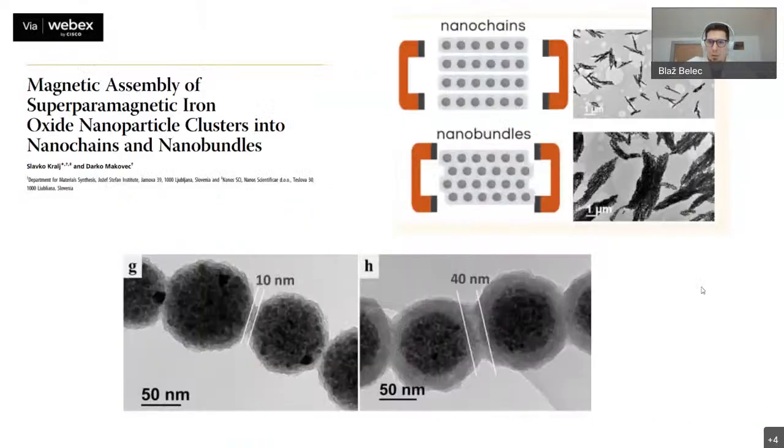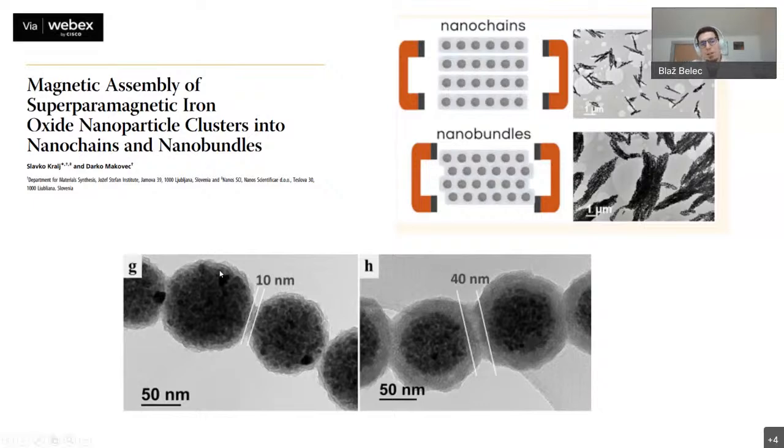The second one, which can be used, for instance, for drug delivery, is magnetic assembly of iron oxide nanoparticles. I forgot to tell that iron oxide nanoparticles are the only ones approved by the FDA for medical use. So those are the only material that can be put officially into the body, and it's already used.